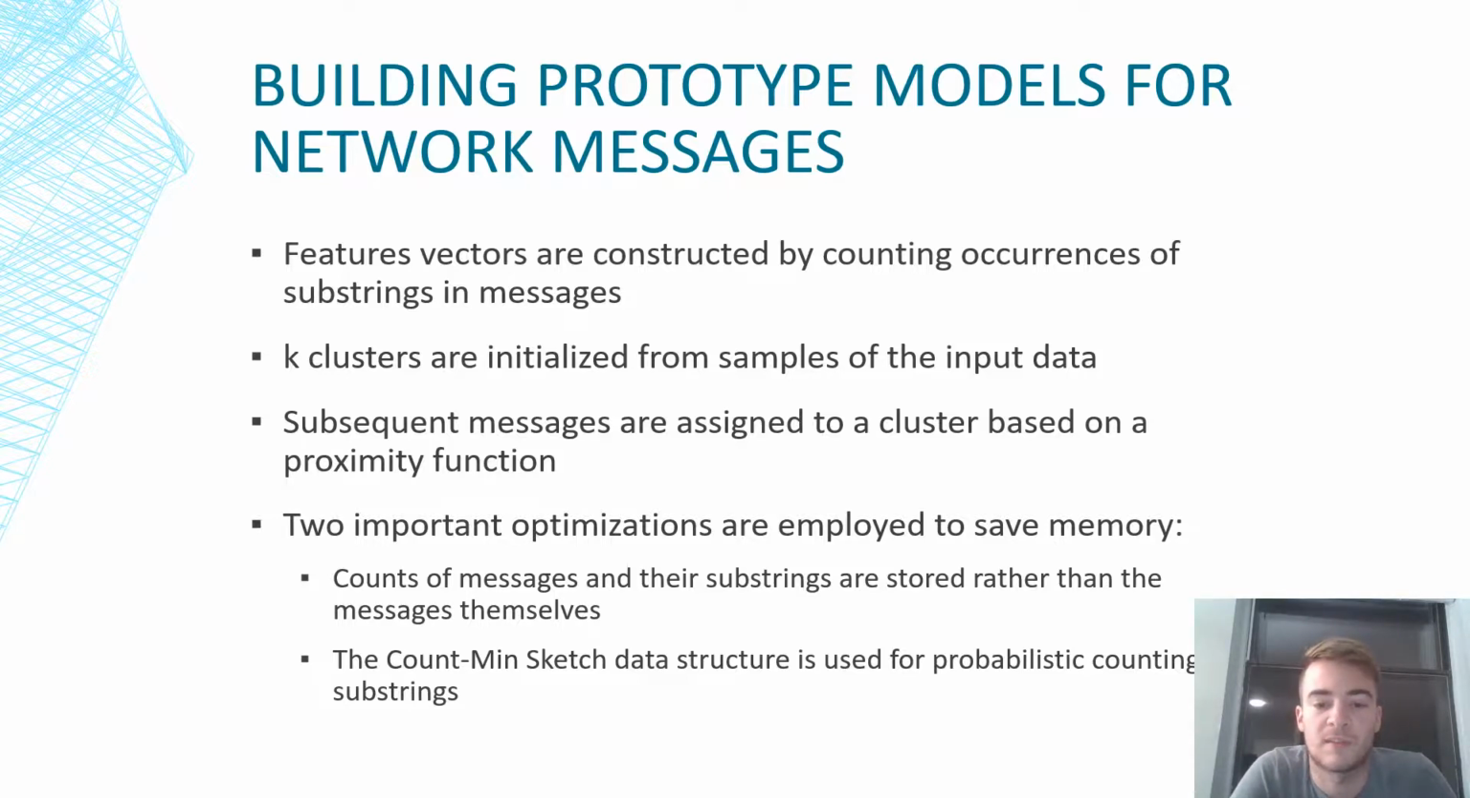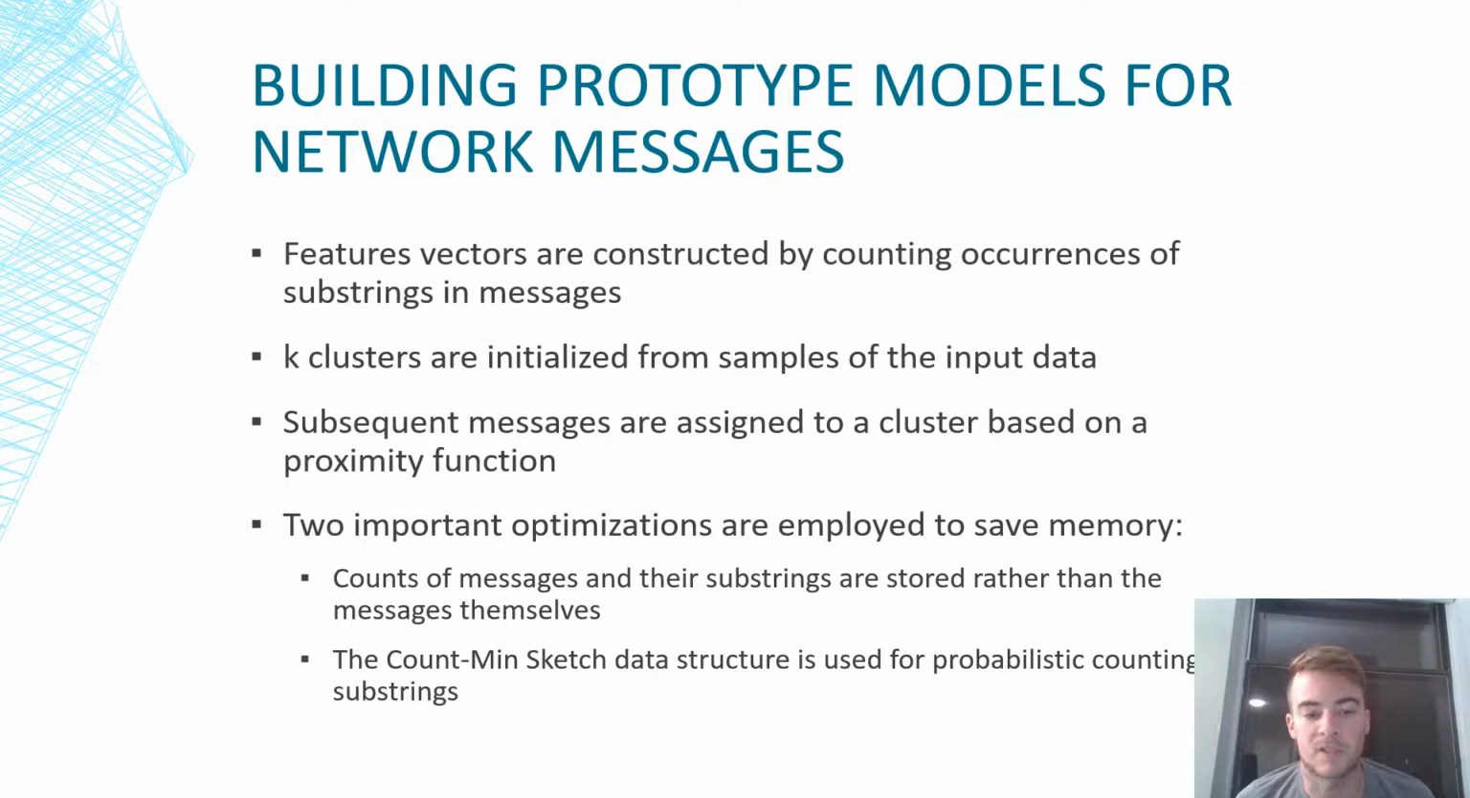First, only counts of messages and their substrings are stored rather than the messages themselves. And also, ZOE makes use of the count-min sketch data structure for probabilistic counting. The count-min sketch data structure is similar to a Bloom filter, whereas a Bloom filter only tracks existence of an item in a set. It uses n booleans, and those booleans track just whether or not the item is in the set. Instead of booleans, the count-min sketch data structure uses integers. And so for each of the hash functions that are computed based on the input, whatever those hash functions map to, those integers are incremented.